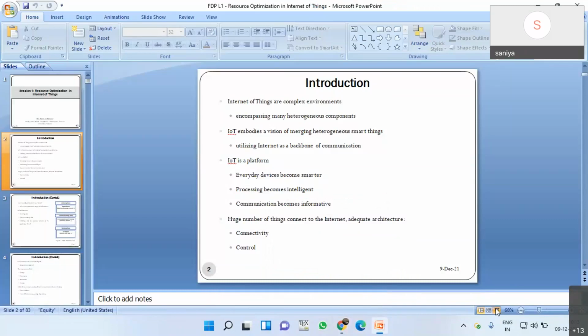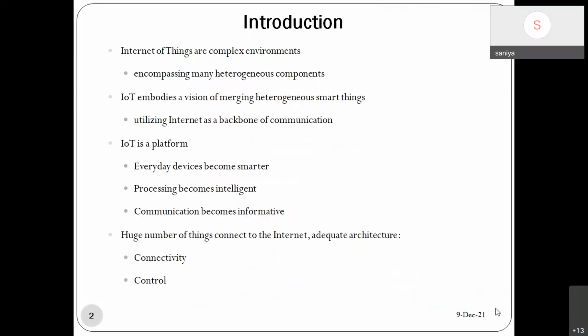So IoT, what I was talking about, these are complex environments, and there are many heterogeneous components that we have in this. So I was talking about IoT as a platform. You can see, it's a platform where everyday devices can become smarter because you can connect a simple object. For example, you have a pen, you can make it smarter, and we can get data about you. So everyday devices can become smarter, processing can become intelligent, and communication can become informative.